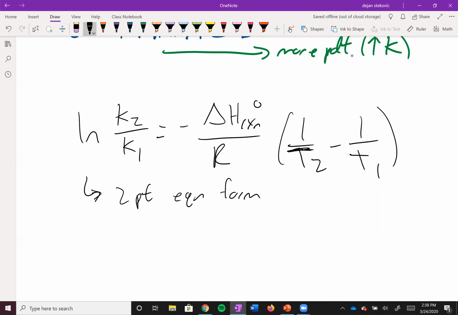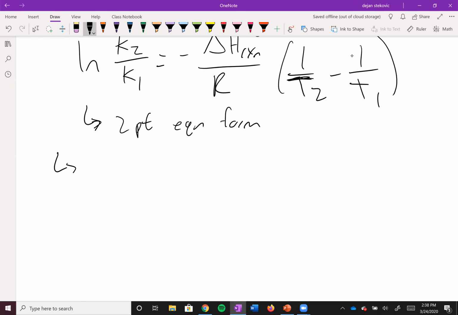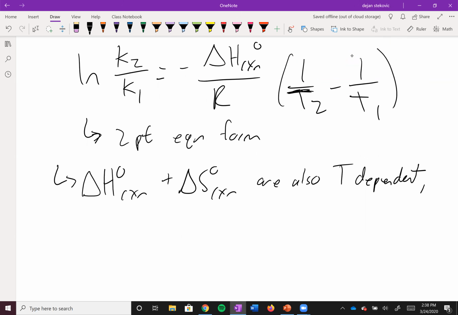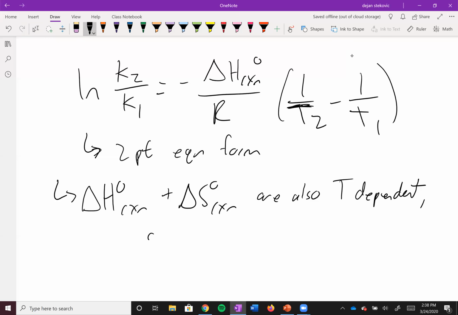In case you're curious, this is known as the van 't Hoff equation. The only thing you've got to be careful of here is that all of this stuff is temperature dependent, right? So delta H of reaction and delta S of reaction are also temperature dependent, because standard state doesn't require 25 degrees, it's just most often used. And so you only want to keep your temperature range small, otherwise you're not going to get accurate information. So this 2-point equation only works in a small temperature range. Cool, and that's it.